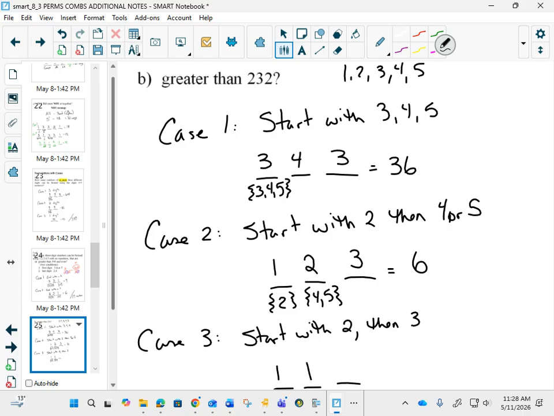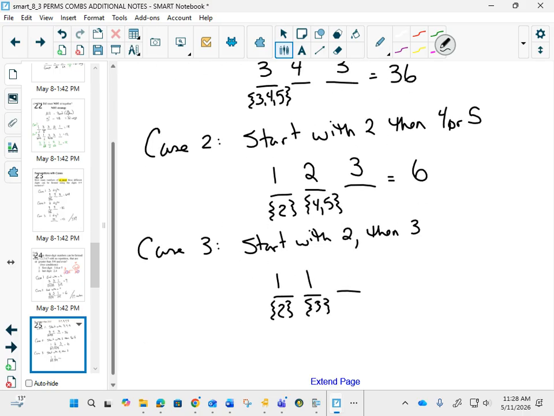Why is the 3 in this last space going to be a problem? You can't actually choose the 3 because the 3 is already used up. You see, the only choices in the end are 4 or 5. For 2 choices, add these up. Two plus 6 plus 36, 44 numbers.